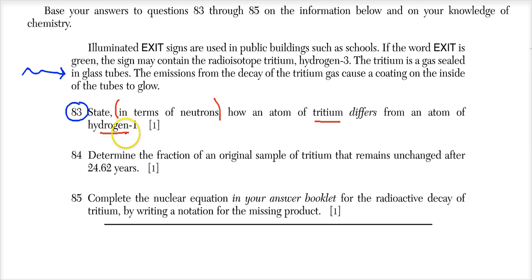So you have to go back into the reading and see what tritium is all about. I'm talking about illuminated signs. Signs may contain the radioisotope tritium, hydrogen 3. So the question really states, state how hydrogen 3 differs from hydrogen 1. Tritium is hydrogen 3. So how are the neutrons different?